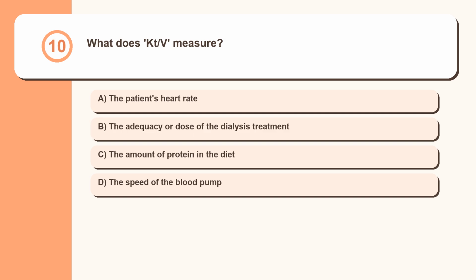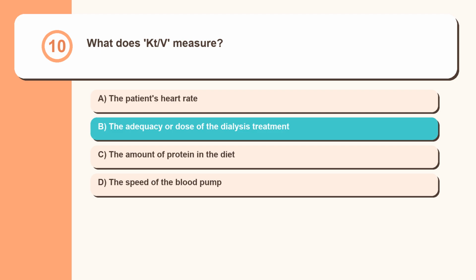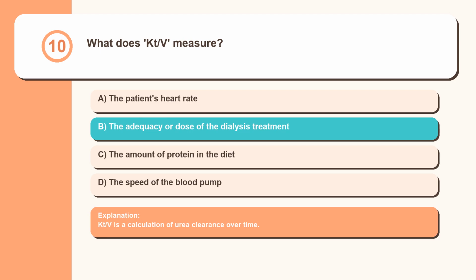Question 10. What does KT/V measure? The patient's heart rate, the adequacy or dose of the dialysis treatment, the amount of protein in the diet, the speed of the blood pump. KT/V is a calculation of urea clearance over time.